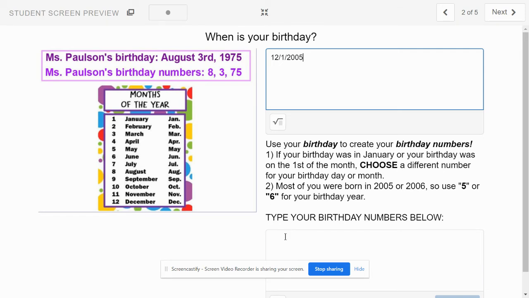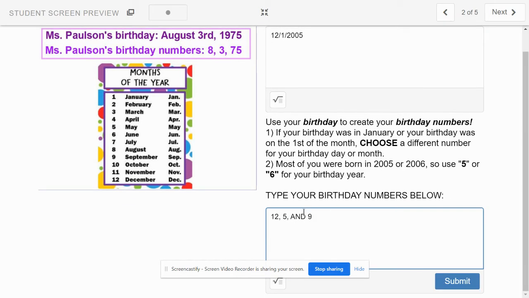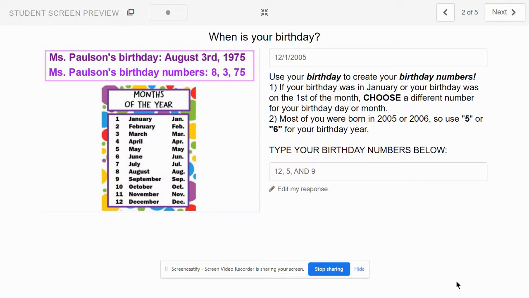So for example, the student that was born on December 1st, 2005, their birthday numbers could be 12, 5, and then one other number, let's say 9. You can choose any number you like as long as it's not 1. Thank you. And then submit it.